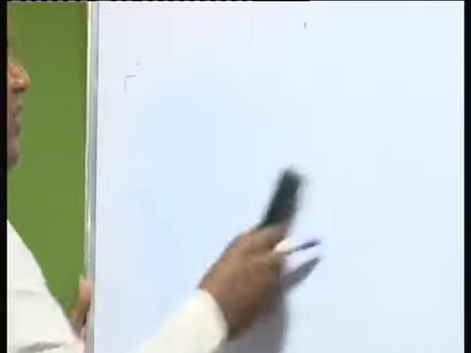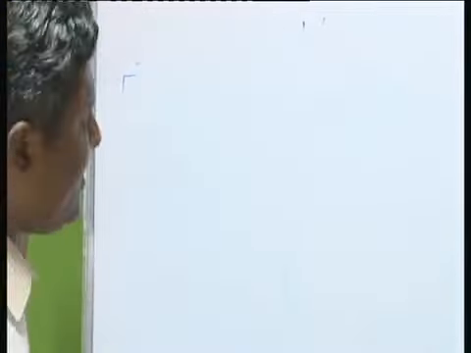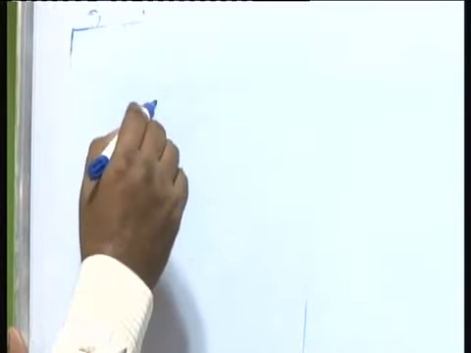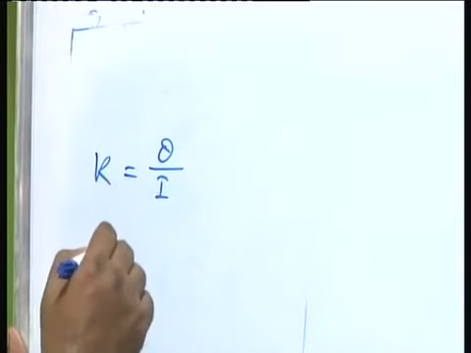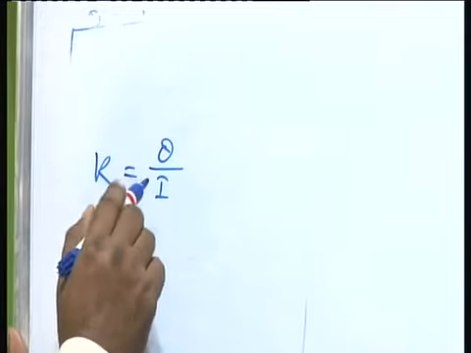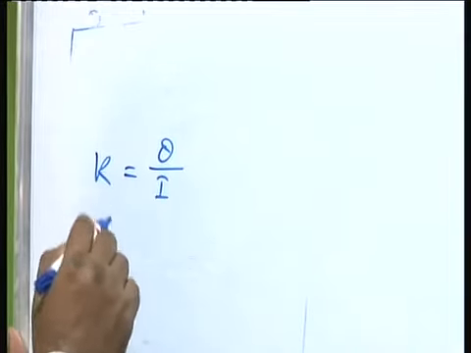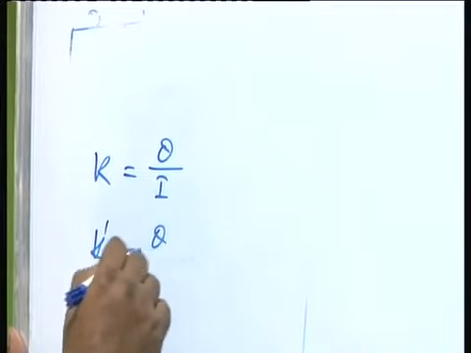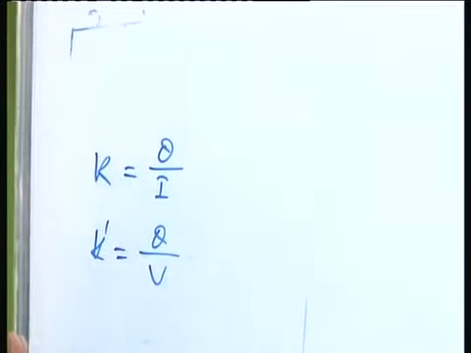Current sensitivity, one more expression. Current sensitivity is deflection per unit current, that is theta divided by I. This is called current sensitivity. Maybe you know the expression for voltage sensitivity also. Voltage sensitivity, I will take it as K dash, is deflection per unit voltage. So using these expressions we can find the current sensitivity as well as voltage sensitivity. So these formulas are important for solving the questions in moving charges and magnetism.